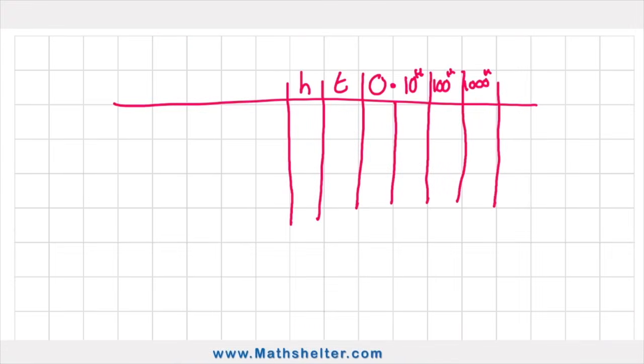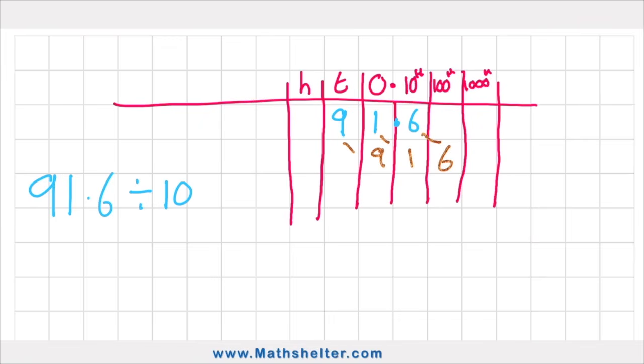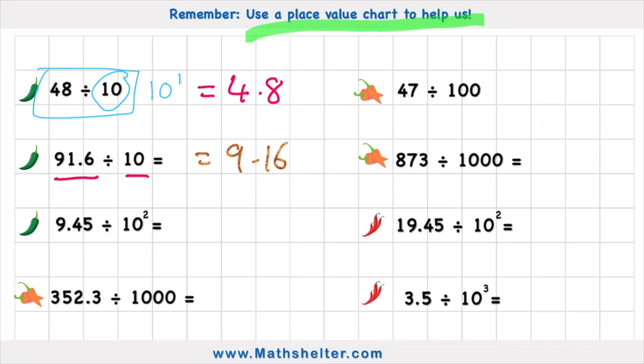Next one, 91.6 divided by 10, a little bit harder. Let's have a look. We have 91.6 divided by 10. Put the numbers in place, 9 tens, 1 one, a decimal, and then 6 tenths. And we're dividing by 10, so exactly the same thing. I just move them one place down my place value chart. And once I put my decimal point back, I'm left with 9.16.